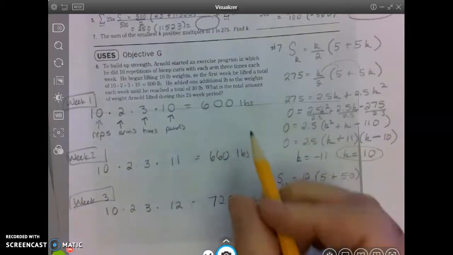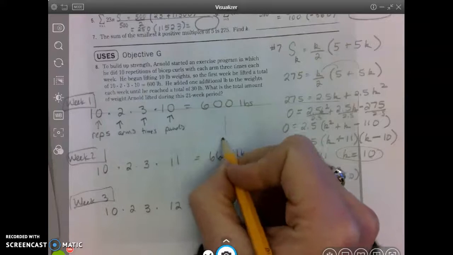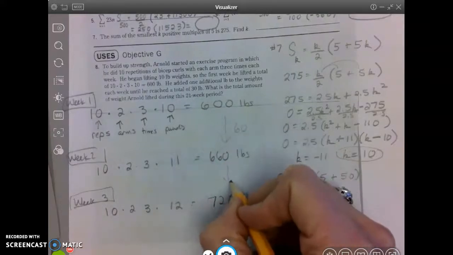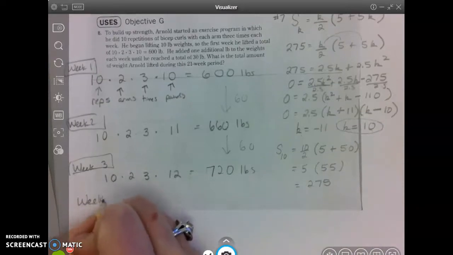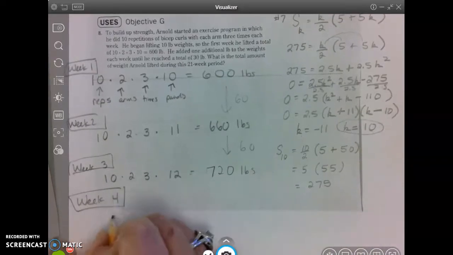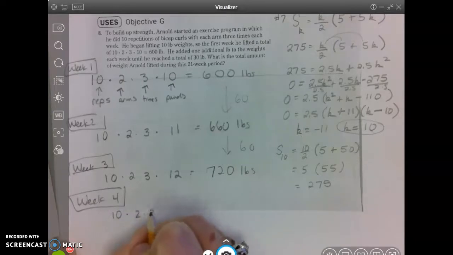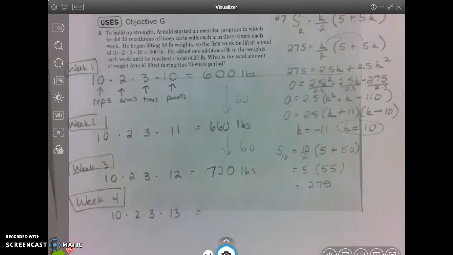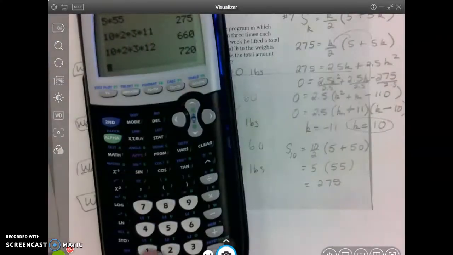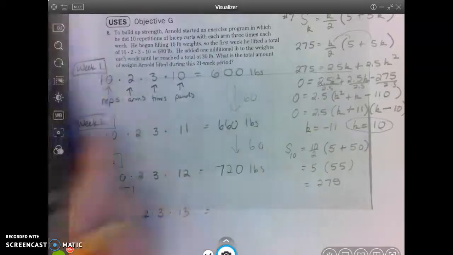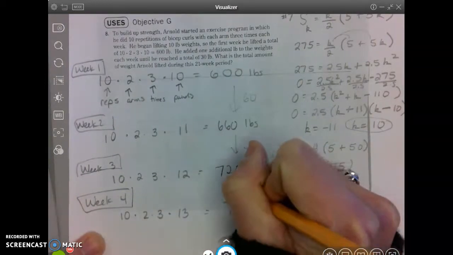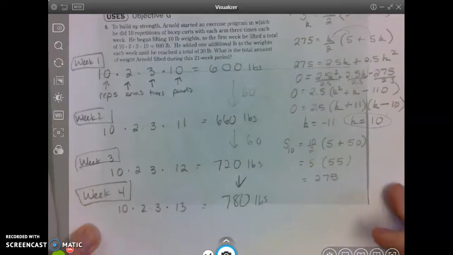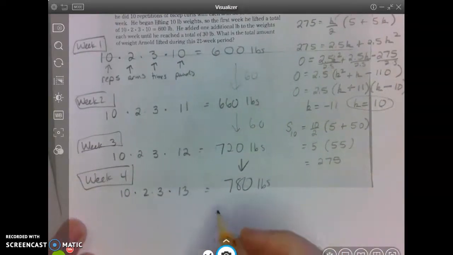So I don't know if you realize, but from here to here is 60, from here to here is 60. Let's see if the pattern continues. Week 4, 10 reps, 2 arms, 3 times, 13. 10 times 2 times 3 times 13, 780 pounds. Yes. So this is definitely an arithmetic sequence.